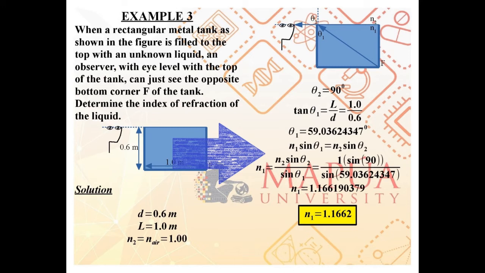If we now look at the equation for refraction, or Snell's law, N1 sine theta 1 is equal to N2 sine theta 2. We see that the only unknown is N1, the index of refraction of the unknown liquid. Isolating N1, we are able to calculate N1 to be 1.1662.